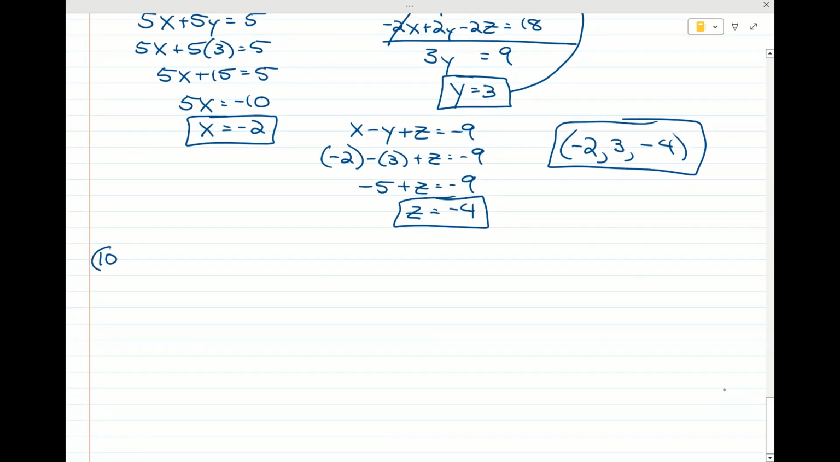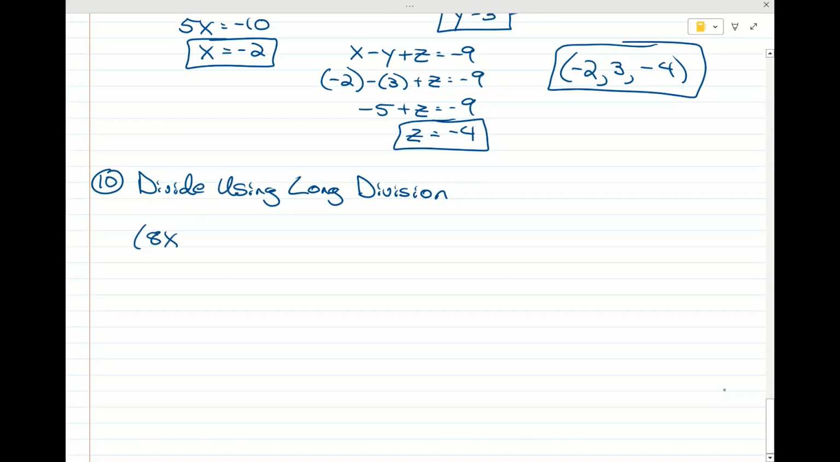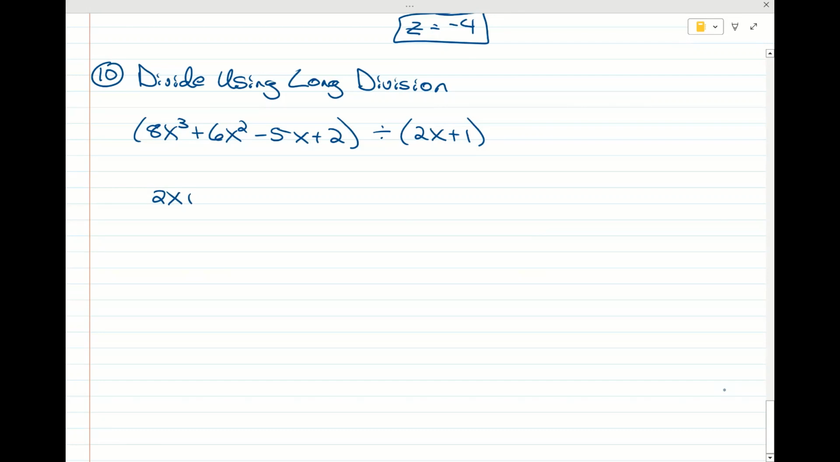Problem number 10, we're asked to divide using long division. And the problem says 8x to the third plus 6x squared minus 5x plus 2 divided by 2x plus 1. Now when we divide, we write the divisor in front, and we are dividing into 8x to the third plus 6x squared minus 5x plus 2.